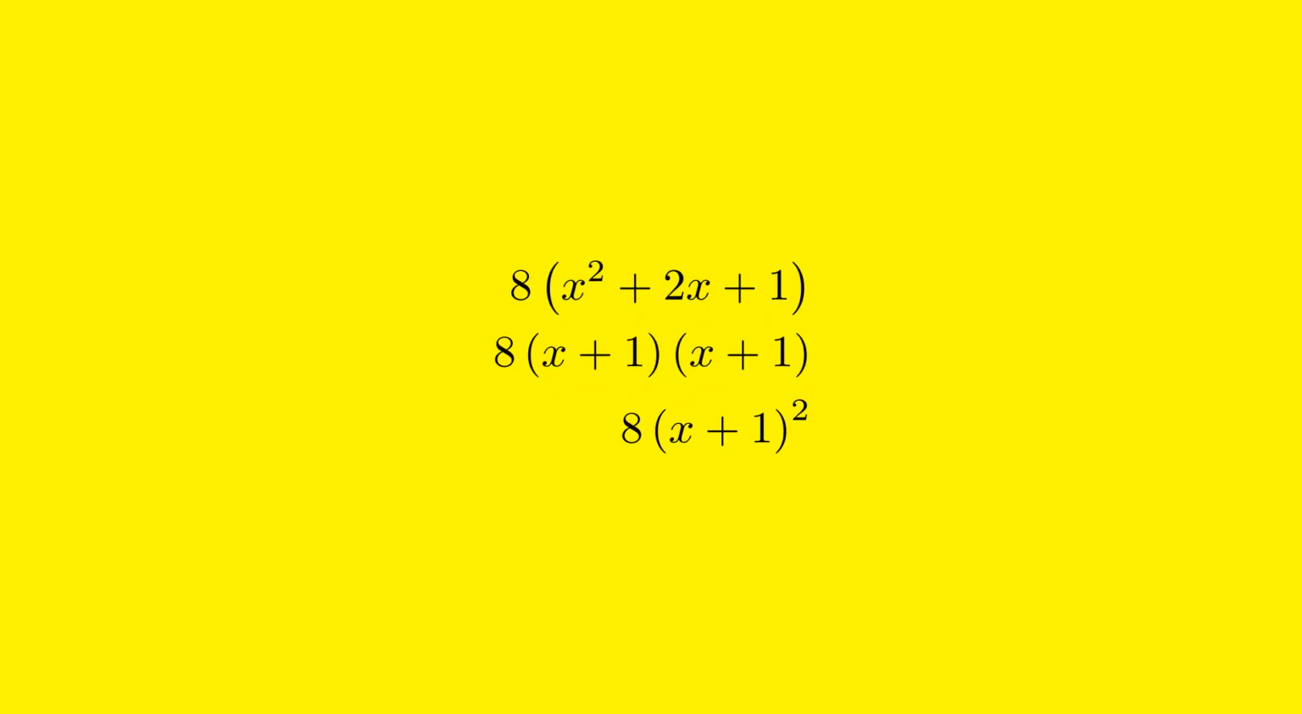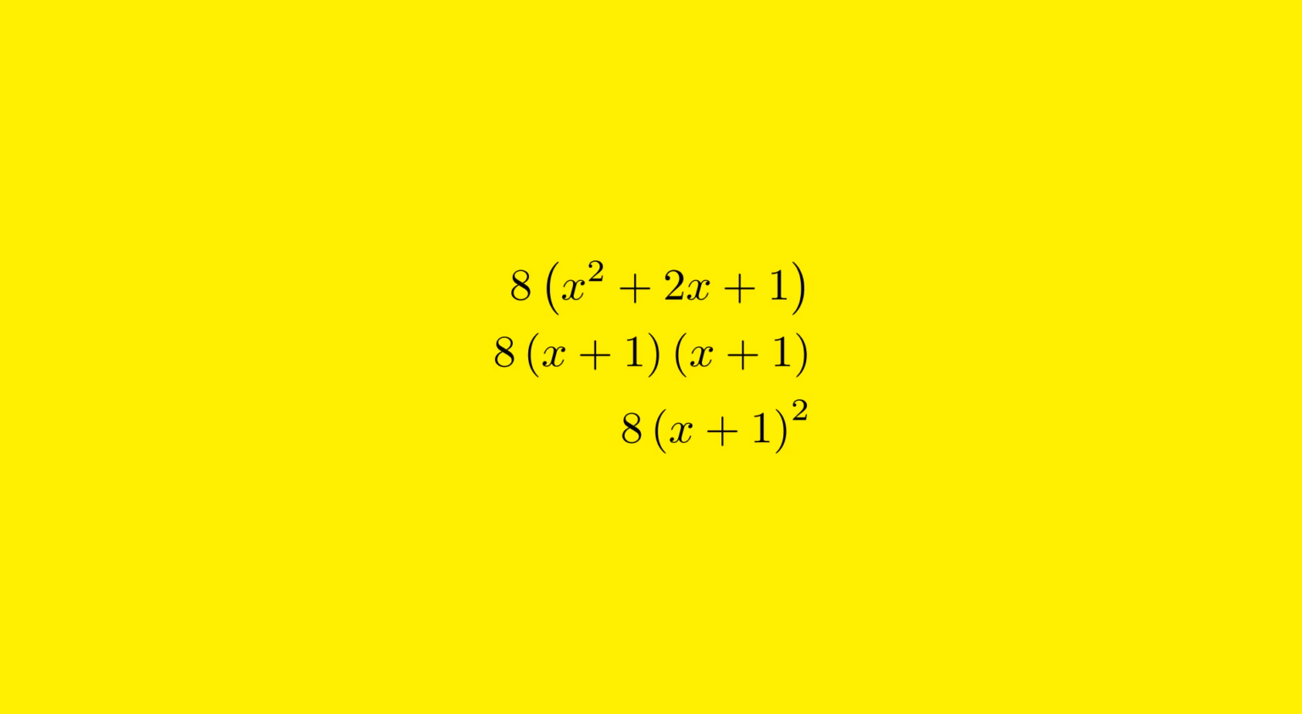Next, we need to factor the quadratic expression x squared plus 2x plus 1. To do this, we look for two numbers that multiply to 1 and add to 2. In this case, those numbers are 1 and 1. Therefore, we can rewrite the quadratic expression as x plus 1 multiplied by x plus 1.